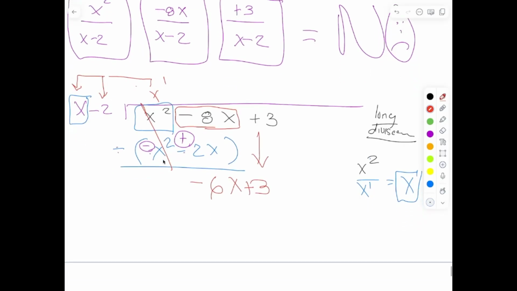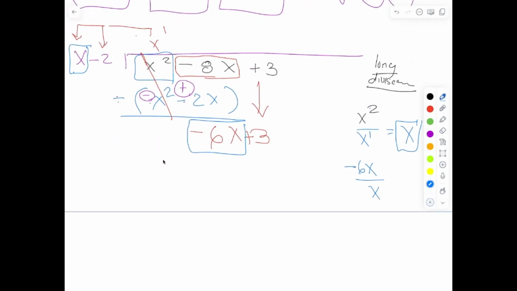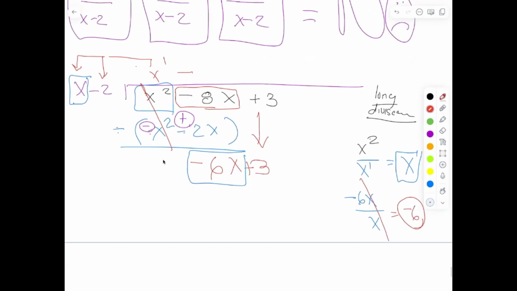Now, I do the same thing I did with the x squared. I am looking at the negative 6x. Negative 6x divided by x is what? Negative 6. This cancels out, and I end up with negative 6. This negative 6 goes up here. Now I'm going to take that negative 6, and I'm going to multiply it times the x, and times the negative 2.